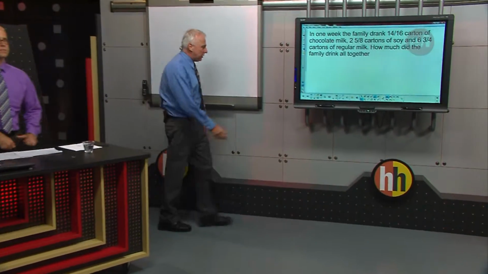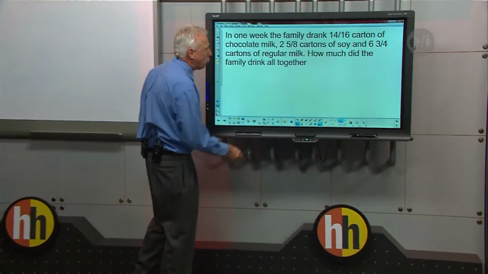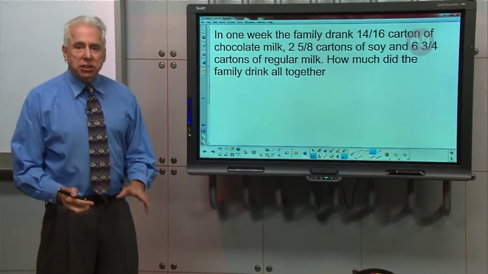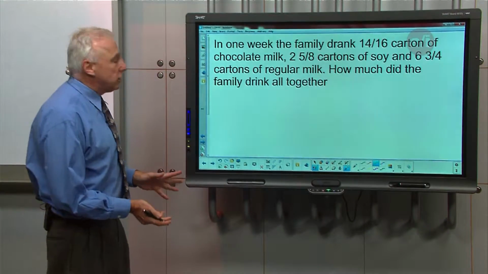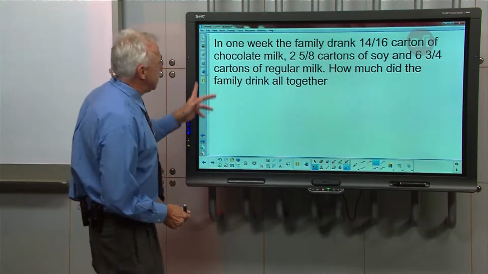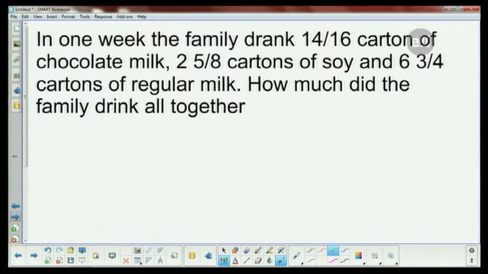All right, so cool. This email question or text or whatever was sent to us, hopefully the person is watching. Looks like some fractions. Well, let's read it. It's always good to read the problem first. It says here, in 1 week, the family drank 14/16 cartons of chocolate milk. I love chocolate milk. Okay. 2 5/8 cartons of soy, okay, healthy family, and 6 3/4 cartons of regular milk, very healthy family. How much did the family drink altogether?